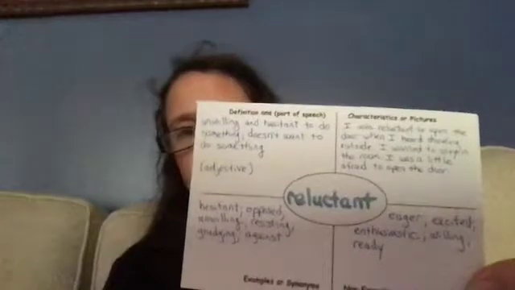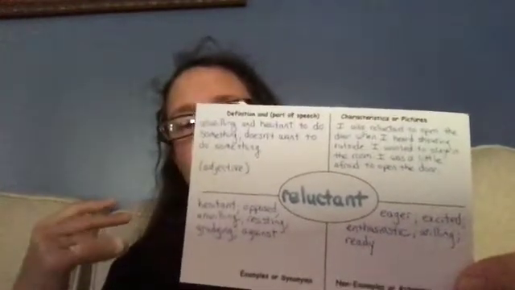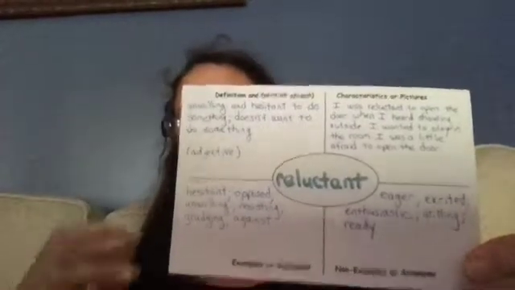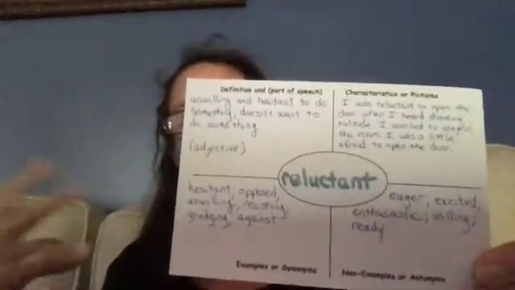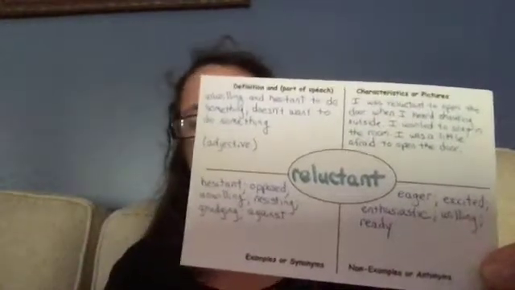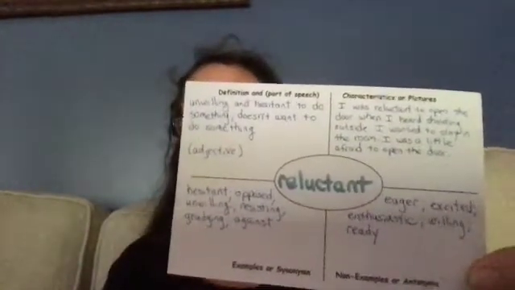In order to emphasize this, one of the things we also talk about are our non-examples or our antonyms. We have synonyms and we have antonyms. And antonyms are things that mean the opposite, or not what we're talking about. So if I was looking at non-examples or antonyms, I'm looking at being eager or excited or enthusiastic or willing or ready. April was definitely not any of these things whenever she was ready to open the door to this stranger on the other side.